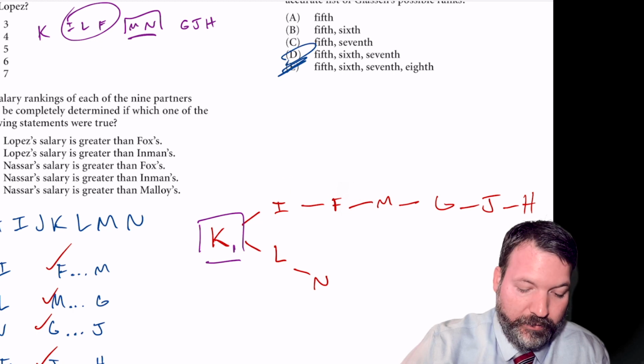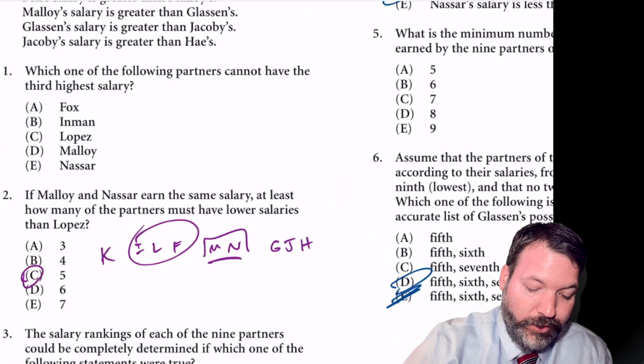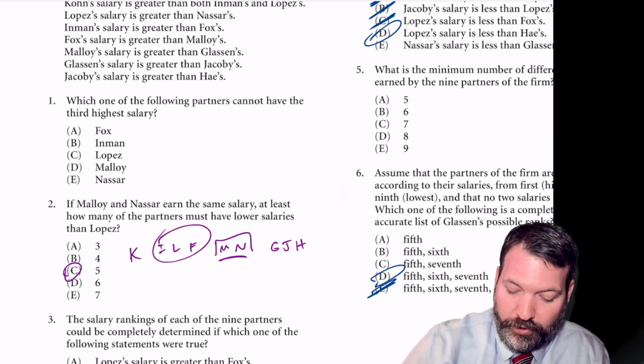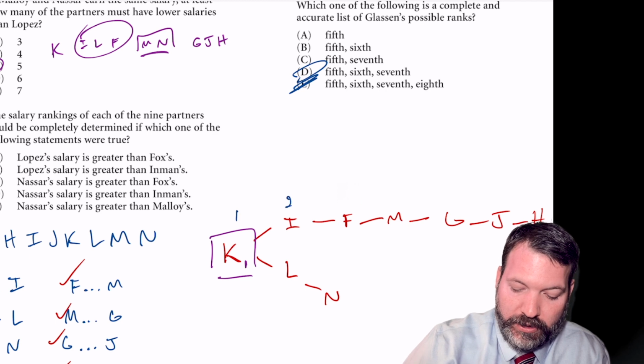So we just want to watch out for that. But otherwise, we just want to kind of count up and see who can be 3rd. So A, can Fox have the 3rd highest salary? Well, for sure. That's what we just talked about, right? Could be K1, I2, and then F would be 3 in that scenario.